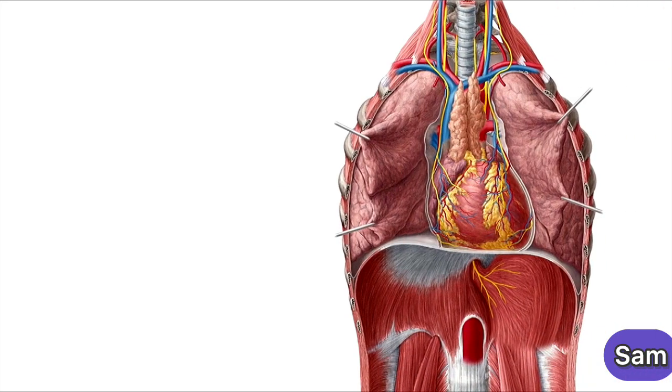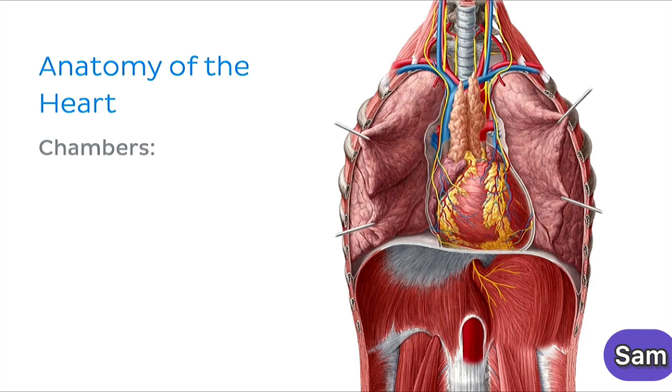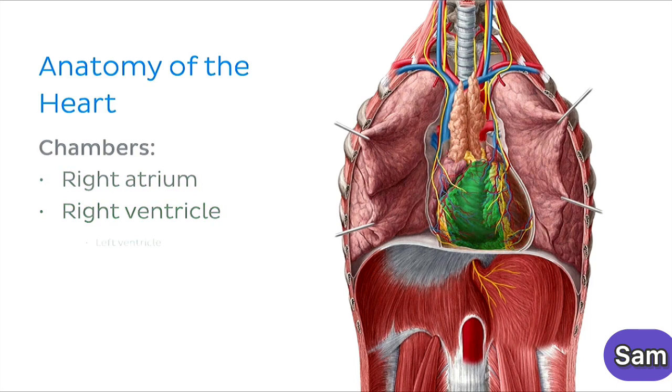Before I let you go, let's quickly recap what we went through today. So first we went through the heart and the anatomy that can be seen in its normal anatomical position. And this included 3 of the 4 chambers, being the right atrium, the right ventricle, and the left ventricle.